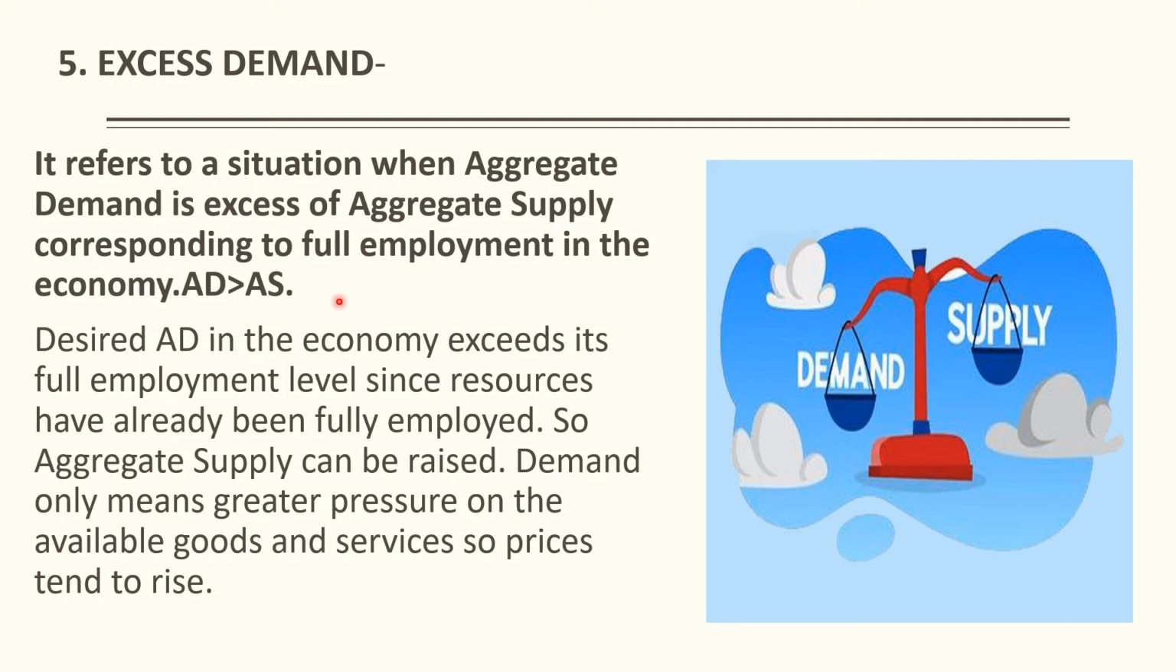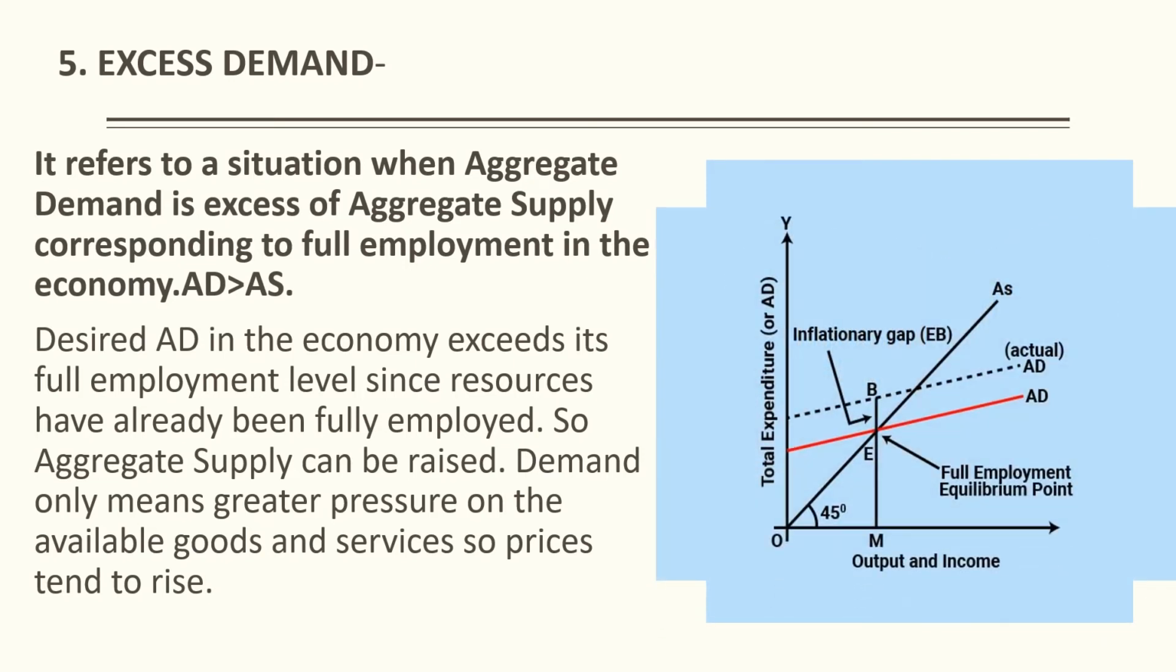So this clearly tells us that aggregate demand is greater than aggregate supply. Well, the desired aggregate demand in the economy exceeds its full employment level since resources have already been fully employed. Let me show you here.